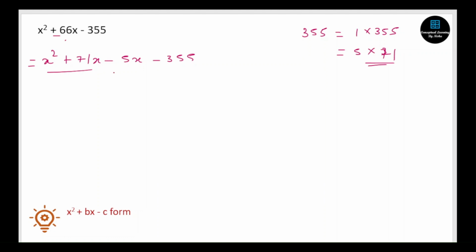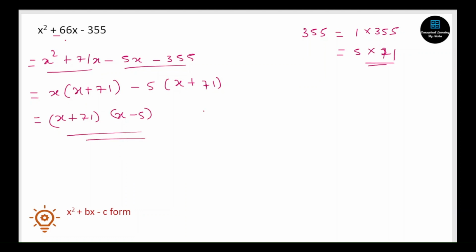Now grouping. Now take the common factor out. So x into x plus 71, minus 5 is a common factor. So x, and now remember we have taken this minus sign out, so x plus 71. So we'll get x plus 71 and x minus 5. These are the factors of the given polynomial.